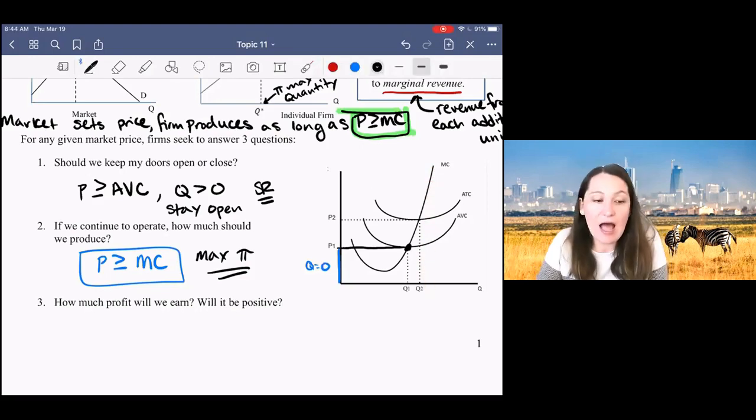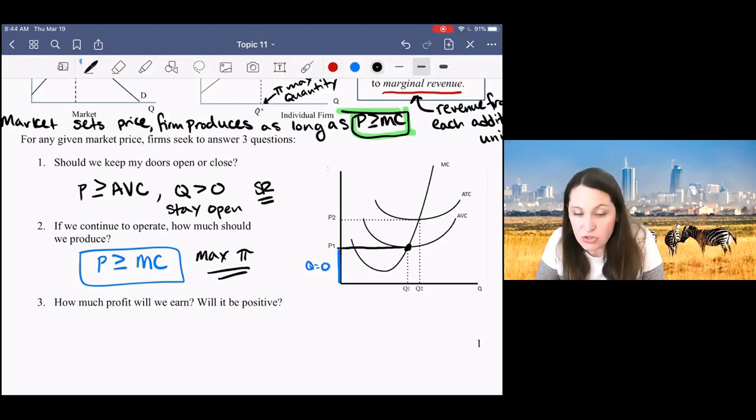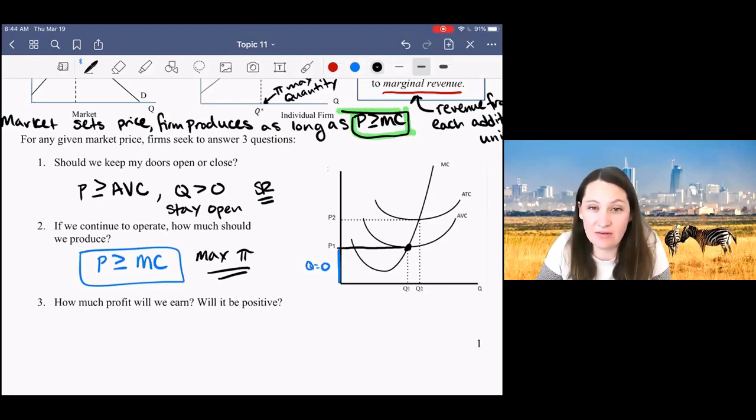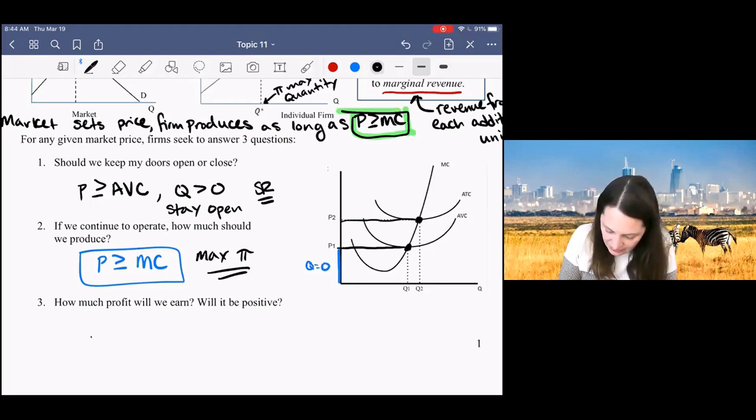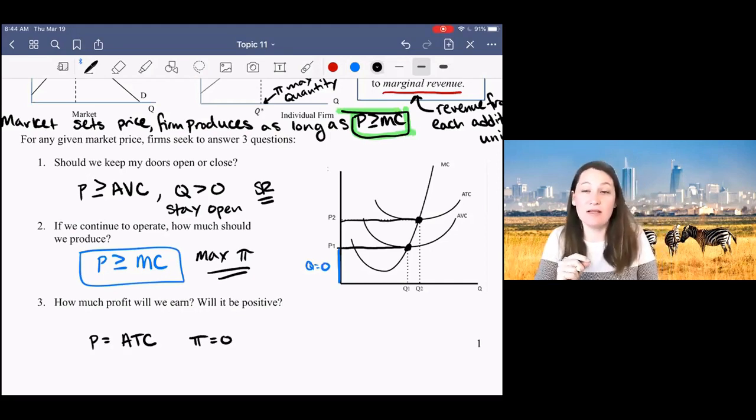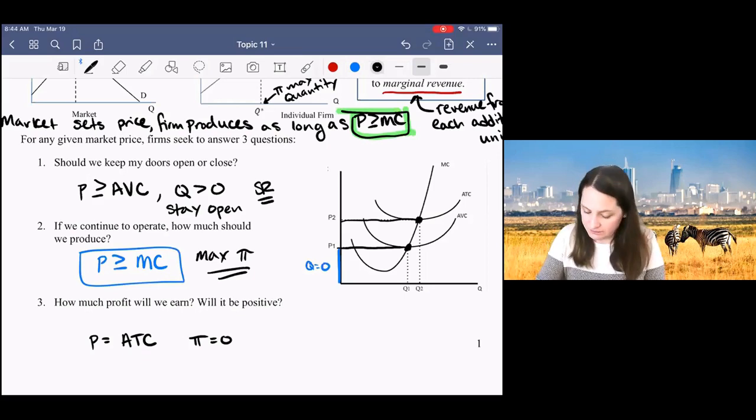And then finally, how much profit are we going to earn? So the curve that tells us about profit is the one we haven't talked about yet. That's the average total cost curve. This price here, P2, is another important point on our graph because when your price is equal to average total cost, that means that profit is going to be zero. Why? Because price is your revenue per unit, average total cost is your cost per unit. So when your price is equal to your average total cost, your revenue per unit is equal to your cost per unit, and you're earning zero profit.